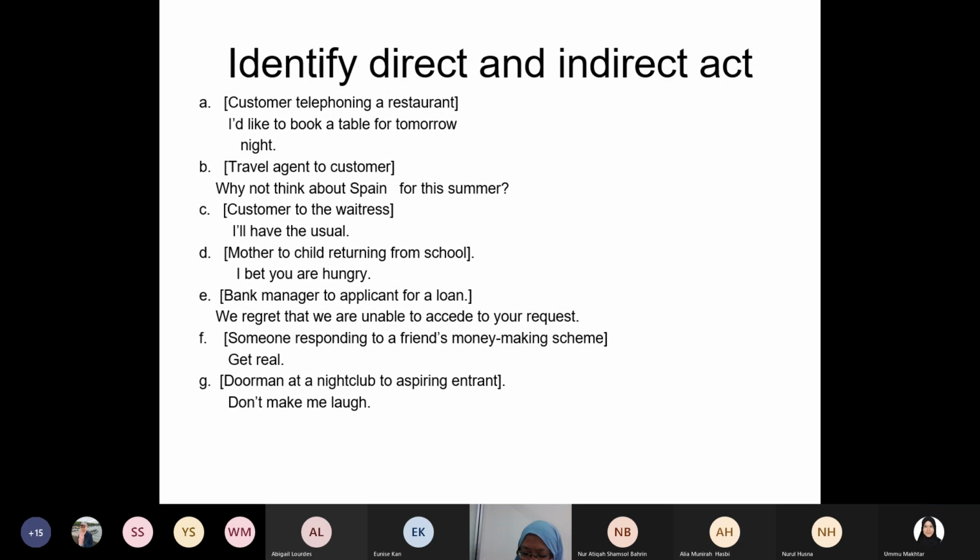Because the aspiring entrant maybe an underage guy trying to pretend like he is an adult. Basically, yeah. So then the doorman just said, "Don't make me laugh." So is that what you said just now? I said rejection. Rejection for entry. Could also be a threat, huh? Oh yes, yeah. This could also be a threat, telling the aspiring entrant, don't make me laugh because I might do something nasty after that.